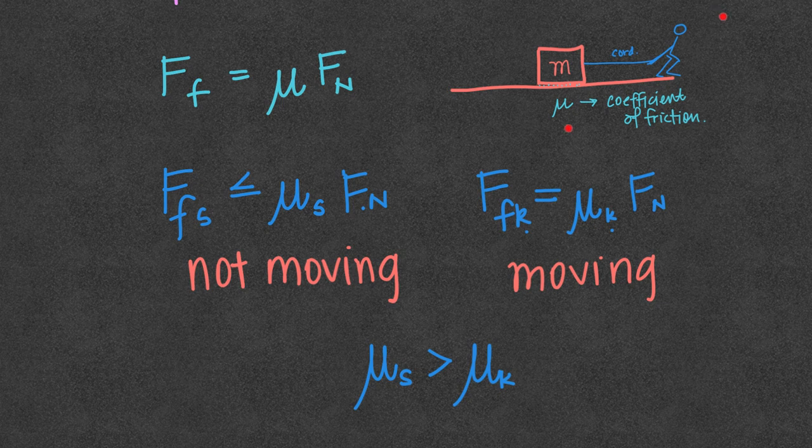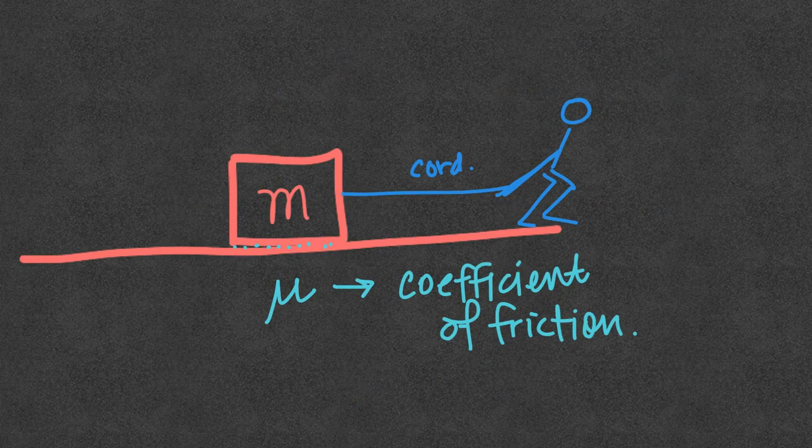So let's go back to our example with our person pulling on the box. Let's say, for example, that the coefficient of static friction between the box and the surface is 0.3, and the coefficient of kinetic friction is 0.1. What force would we need to pull on the cord with in order to get the box to just slip?